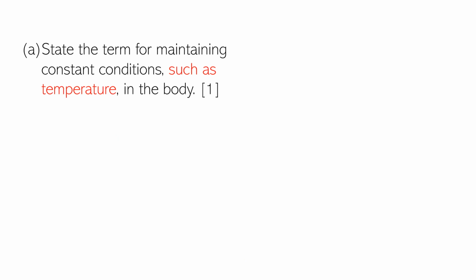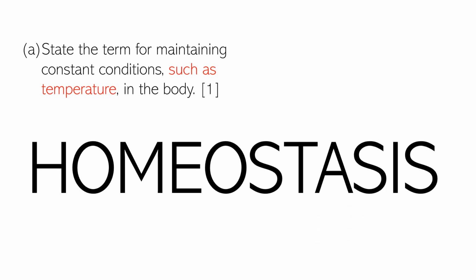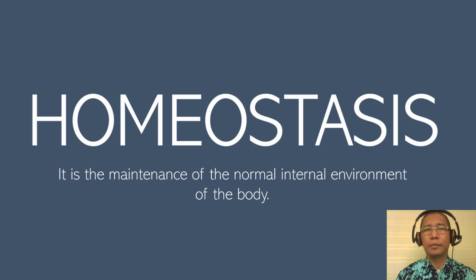State the term for maintaining constant conditions, such as temperature, in the body. The answer is homeostasis. Homeostasis. It is the maintenance of the normal internal environment of the body.